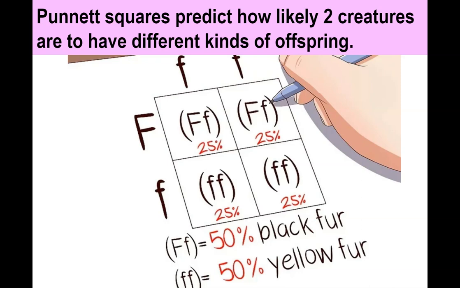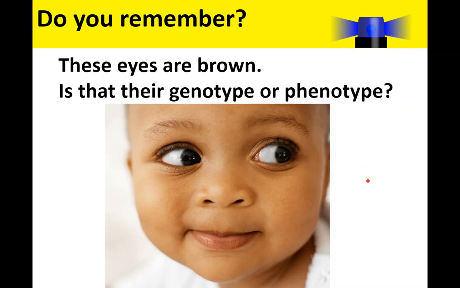And it predicts how likely two creatures, anybody so long as they have two genes, or two alleles, for each gene, are to have different kinds of offspring. And it'll kind of look like this. You don't have to worry about that yet, but it's coming. So, just a little review because there are some vocabulary words you will need to know for doing this. That's why we did them.